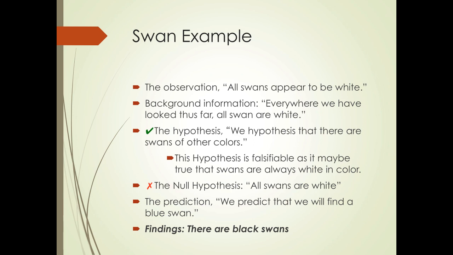However, our prediction that we would find blue swans also turned out to be false because we found that there are black swans. Now, this doesn't mean that our prediction is absolutely false. It may turn out that we would find a blue swan someday. It just happens in this case that we found a black swan.